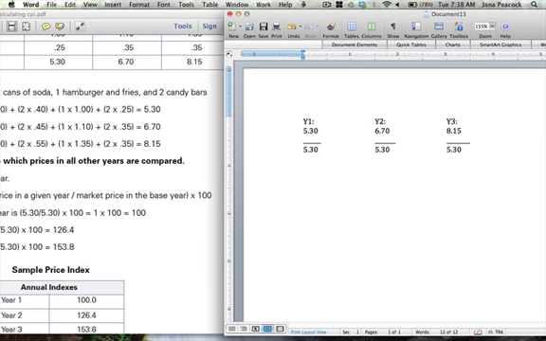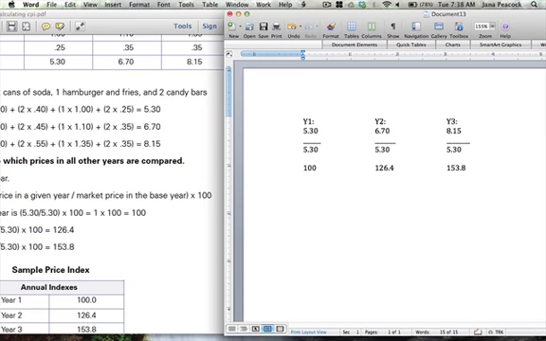So you plop that in your calculator, and here, of course, you're going to get 1. And then they multiply that times 100, because realistically we're getting percentages, so 1 times 100 is, of course, 100. Here you're going to get 1.26, which times 100 gives you 126.4. And here you're going to get 153.8.